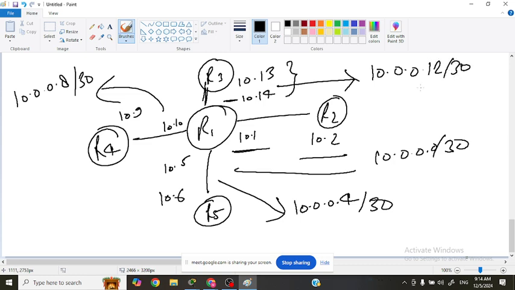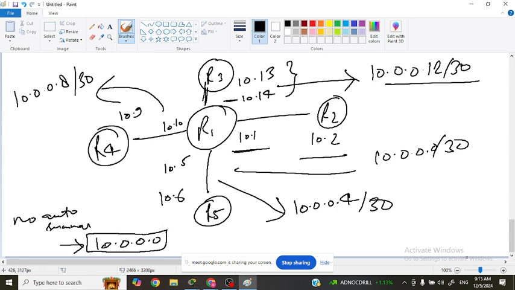10.0.0.12/30. So, Subhajit, if we do not give the no auto summary command, by default what will the router do? Router 1, because it is connected with R1, R2, R3, R4, R5, will advertise only one network, that is 10.0.0.0. It will only advertise this one.